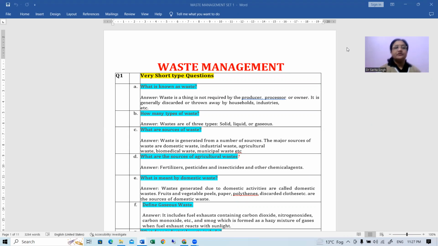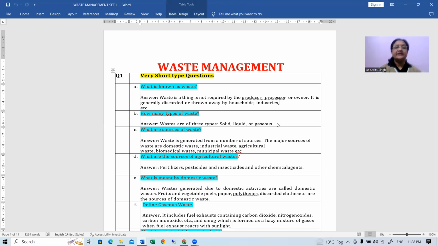You can see here, what is known as waste? The answer is: waste is a thing which is not required by the producer, processor, or owner. That means it is generally anything which is discarded or thrown away by us, right? That is called a waste. And second question is, how many types of waste are there generally? So wastes are of three types, right? Solid, liquid, and gaseous waste.